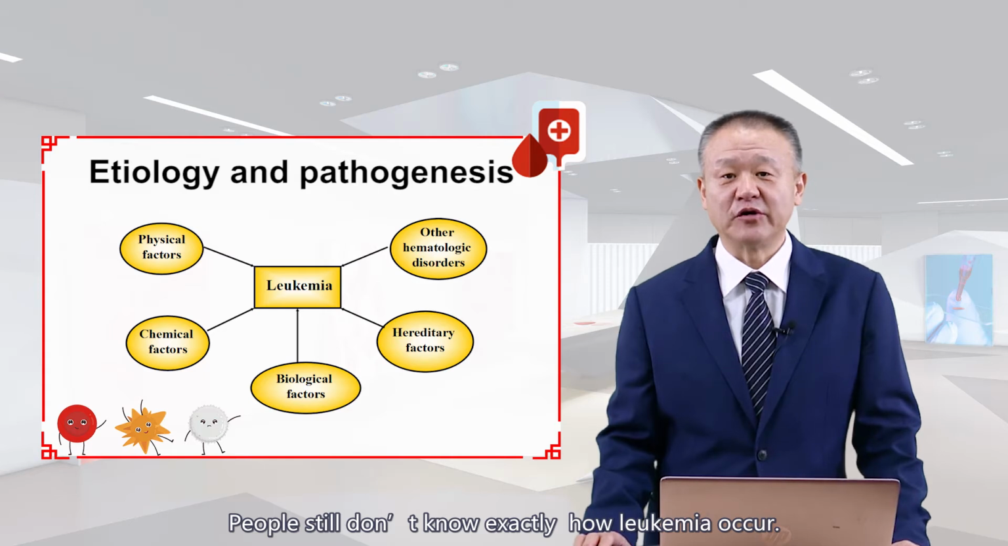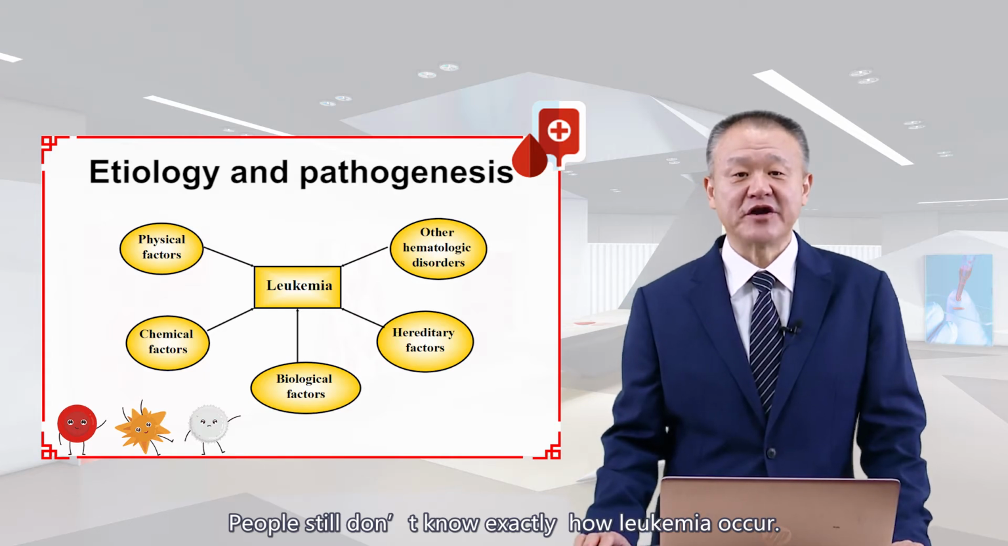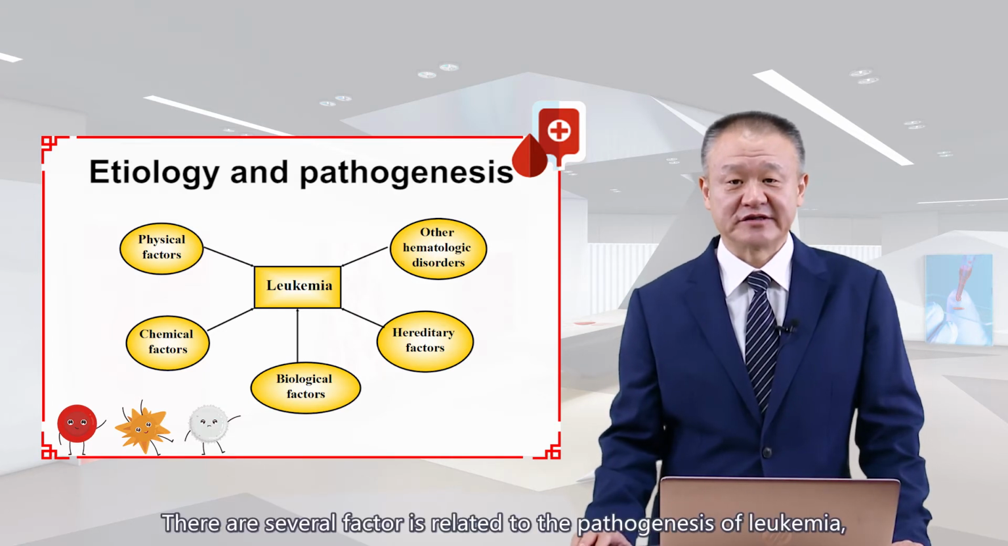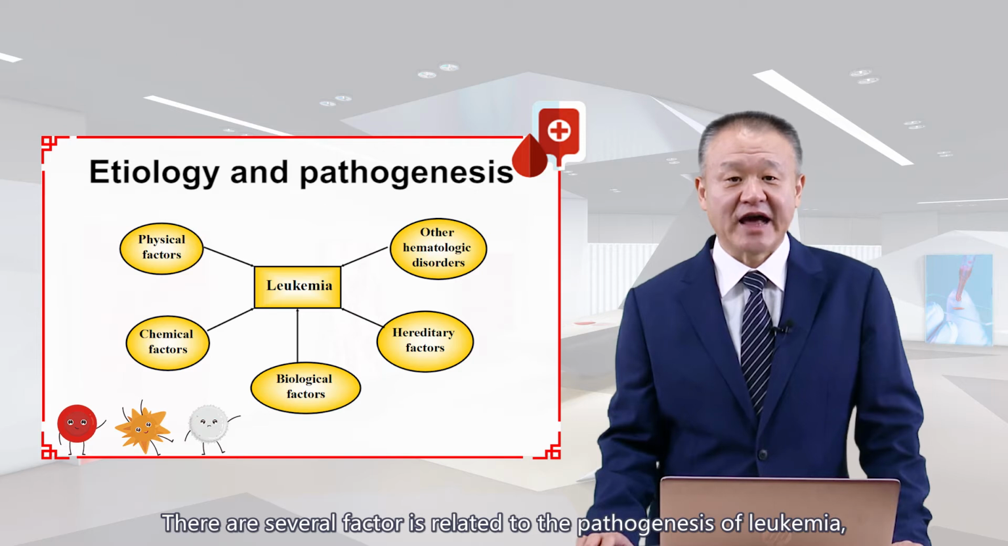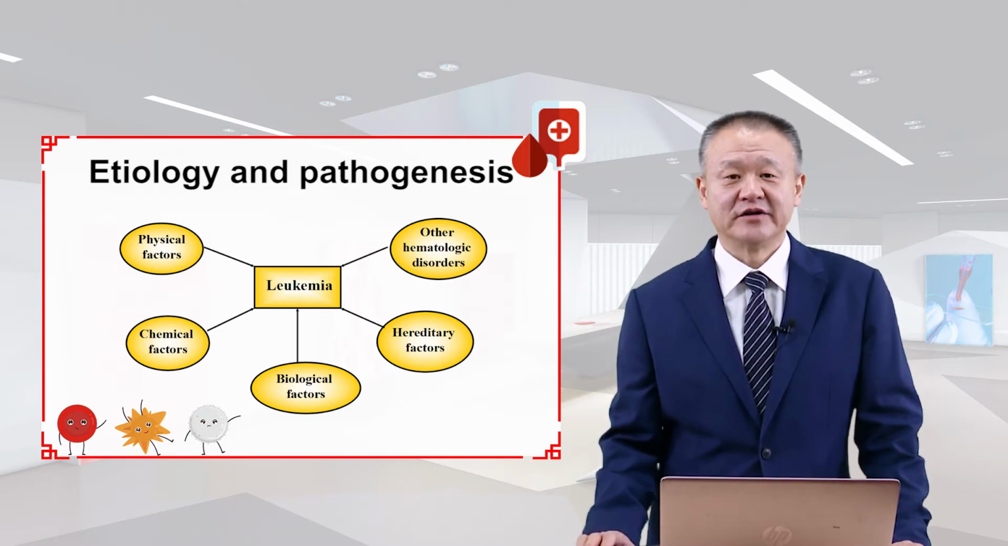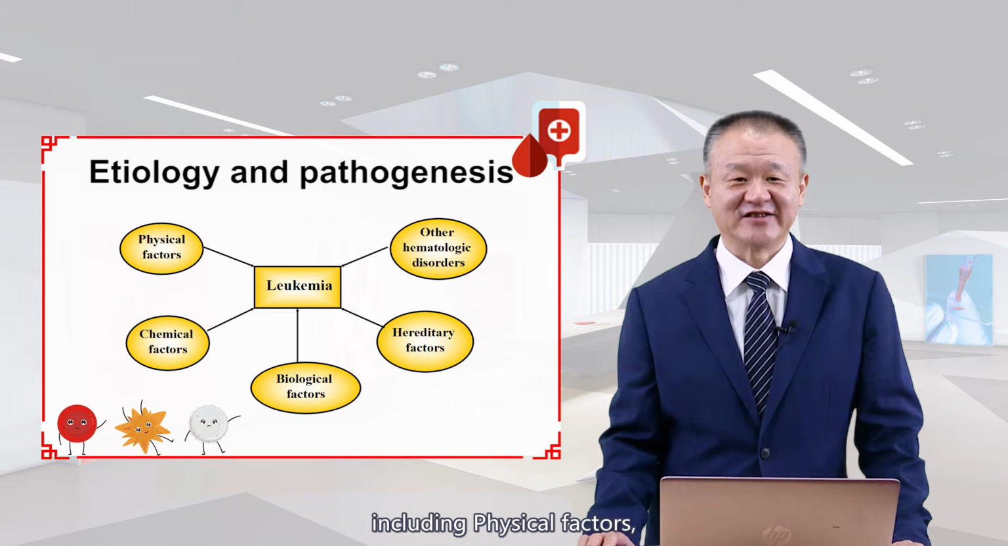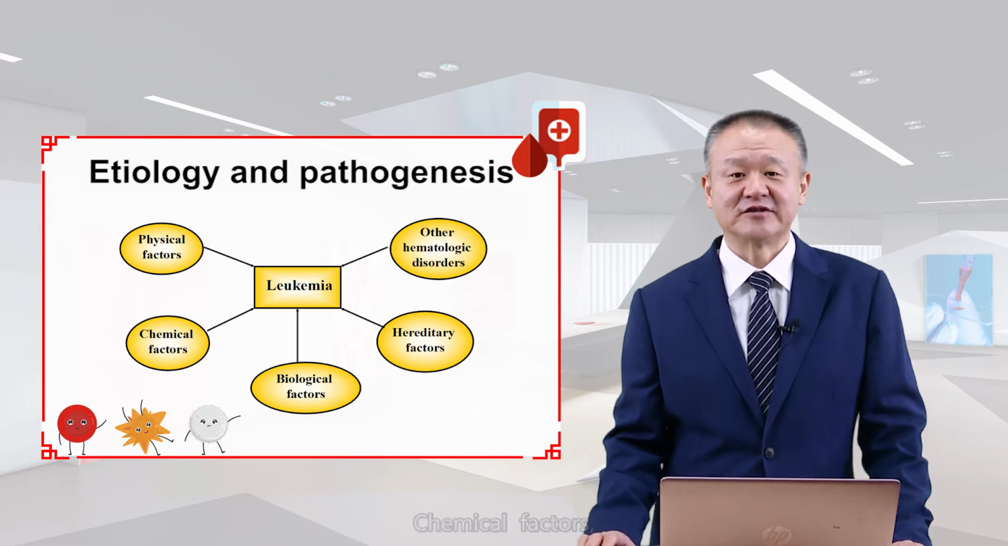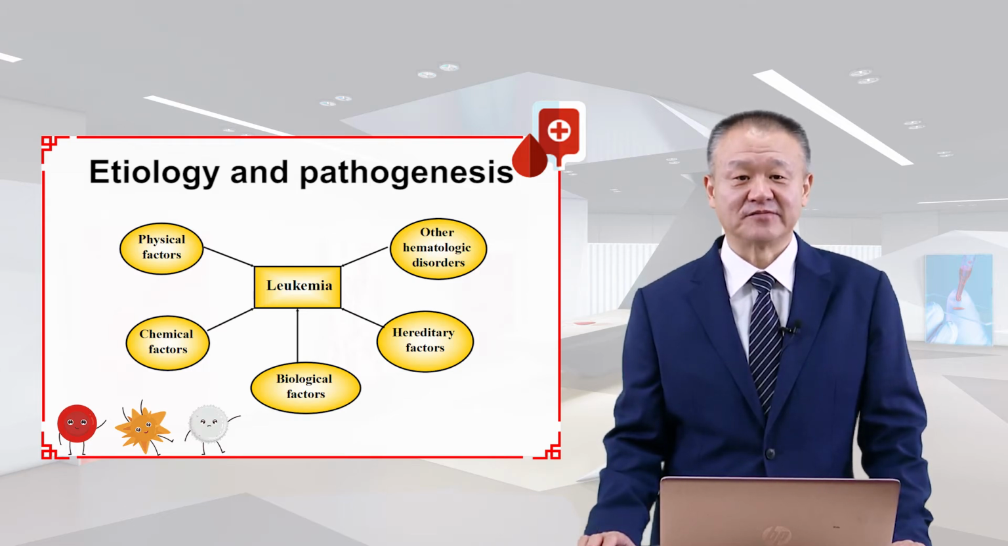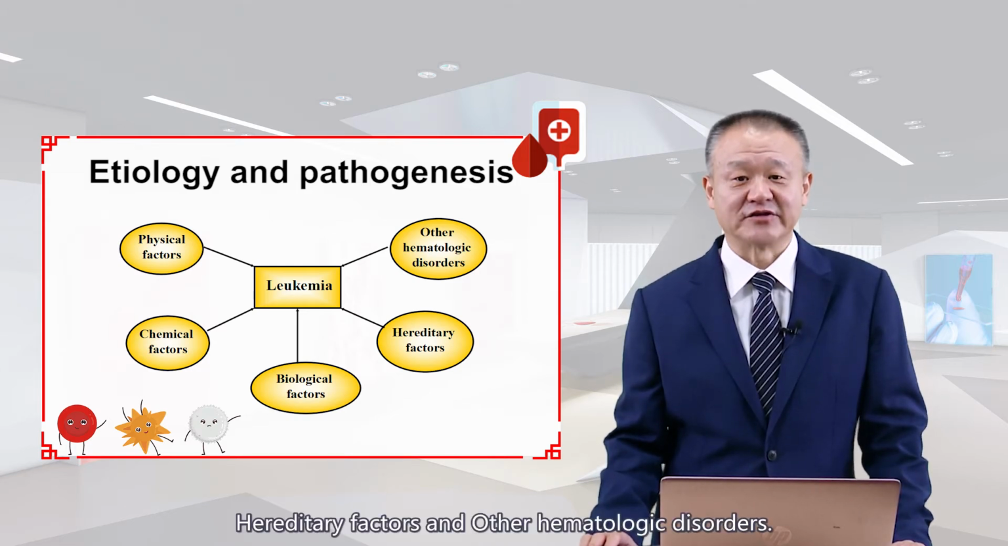People still don't know exactly how leukemia occurs. There are several factors related to the pathogenesis of leukemia, including physical factors, chemical factors, biological factors, hereditary factors, and other hematologic disorders.